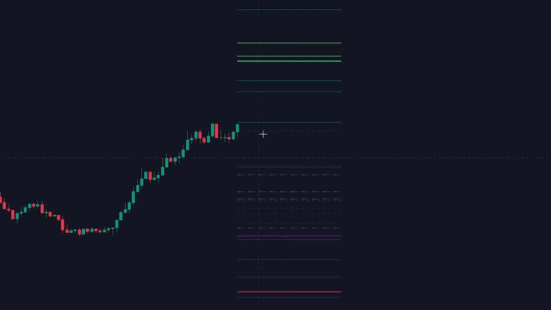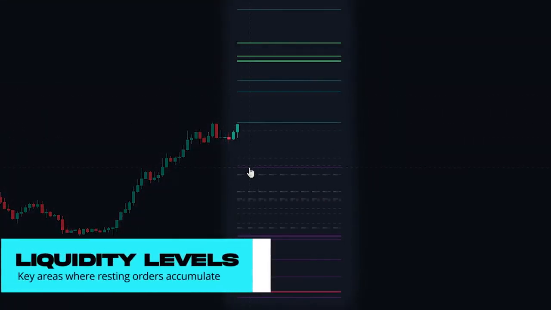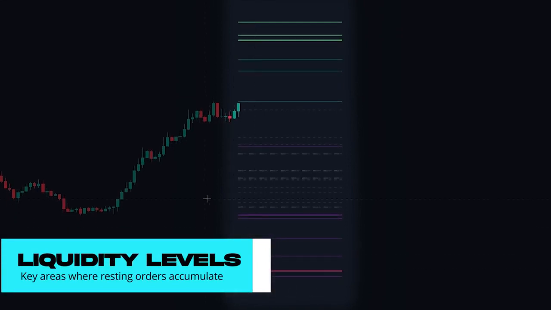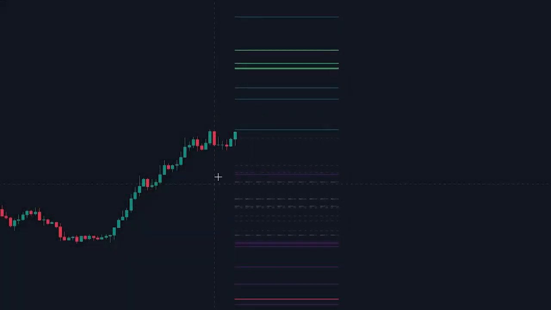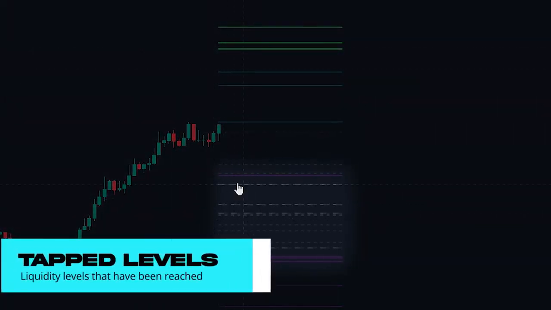The indicator helps us find 3 different liquidity concepts. The first liquidity concept showcased by the indicator is the liquidity levels, which are the previously discussed key areas where resting orders accumulate, for example in the form of stop-loss orders. If the level is reached, then this means that the level has been tapped. This will be shown in the form of gray dashed lines.